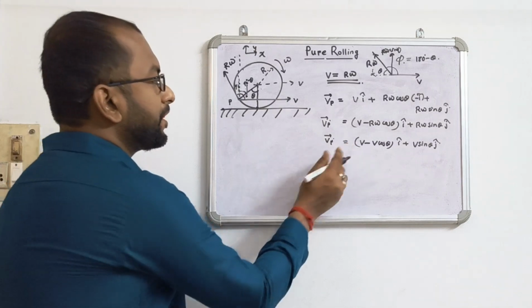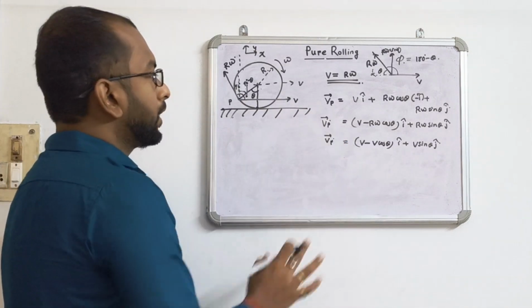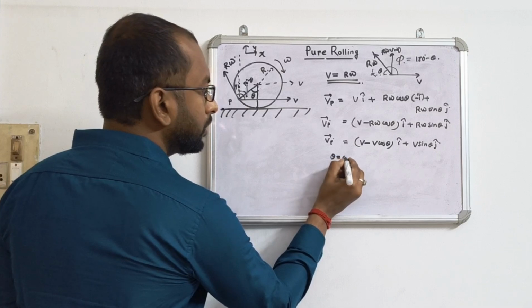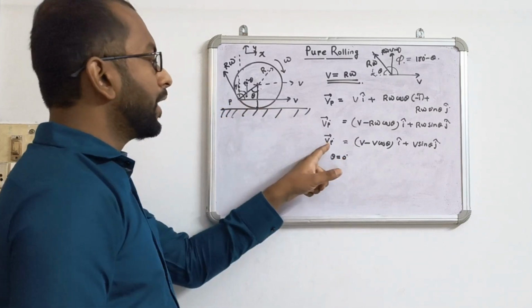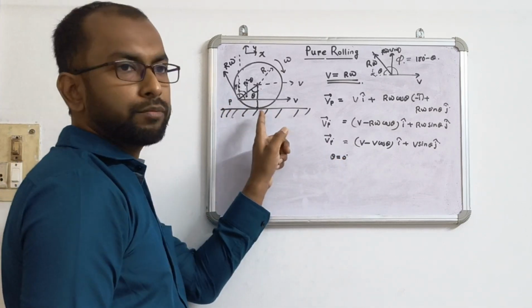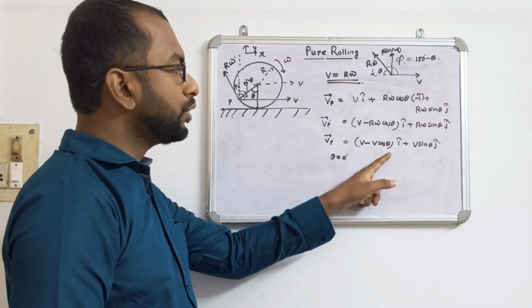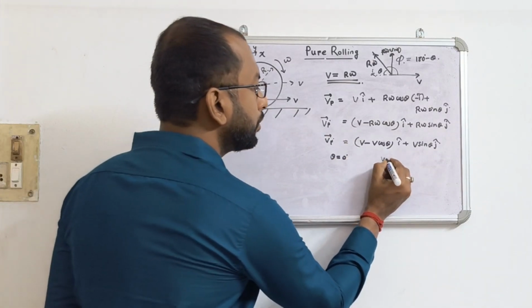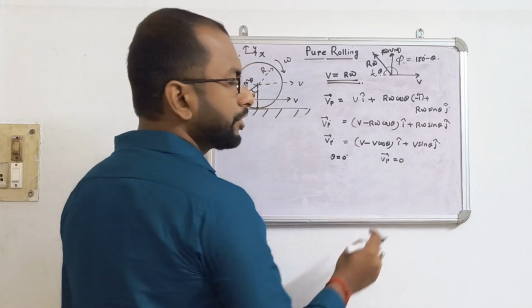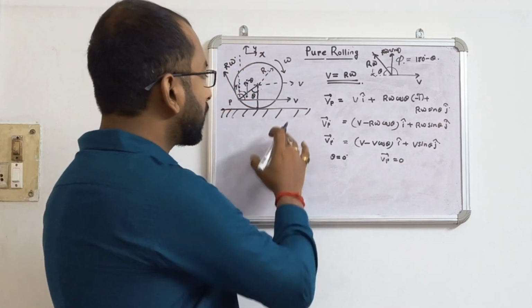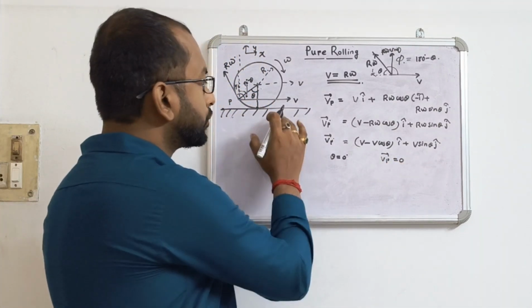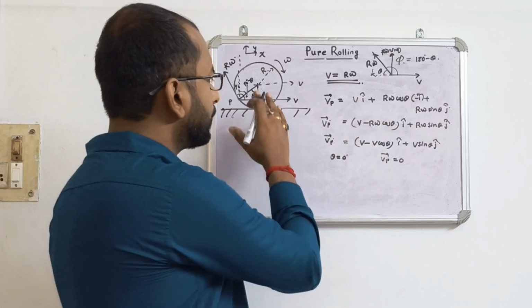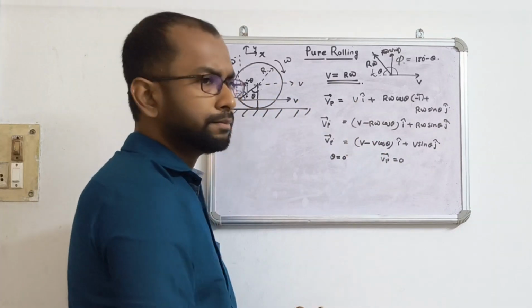Now see, this is a very general velocity of any particular point. If the value of theta is 0, then this random point P will represent the point of contact. So if you put 0, see, you will get 0. Total velocity is becoming 0. So at the point of contact the velocity is becoming 0, and the ground velocity is also 0. So the relative velocity between the point of contact, between the body and the ground, is becoming 0 only.